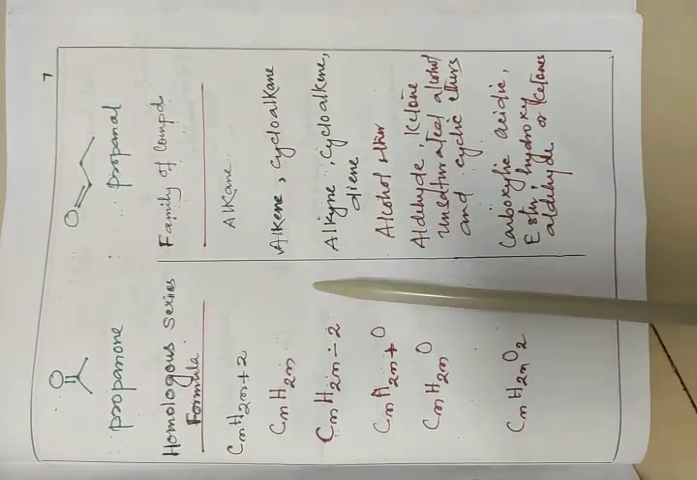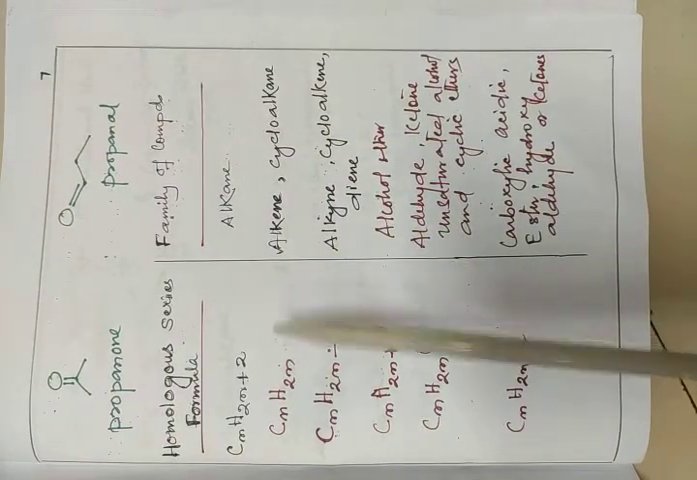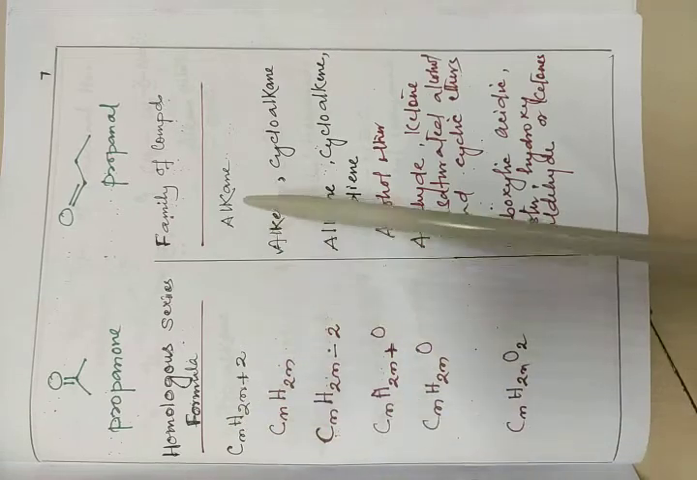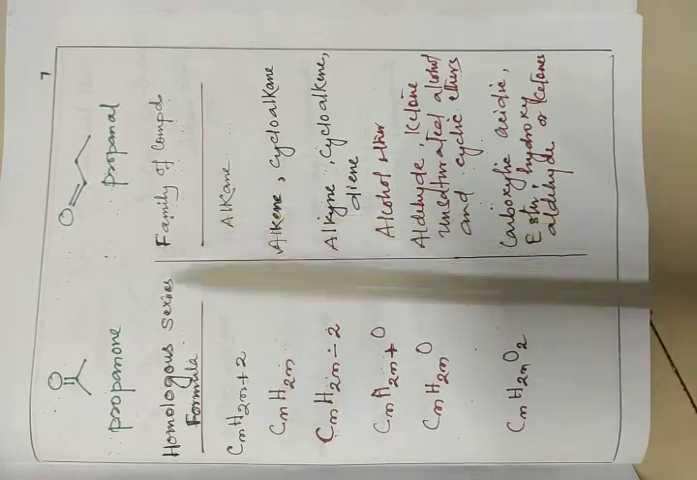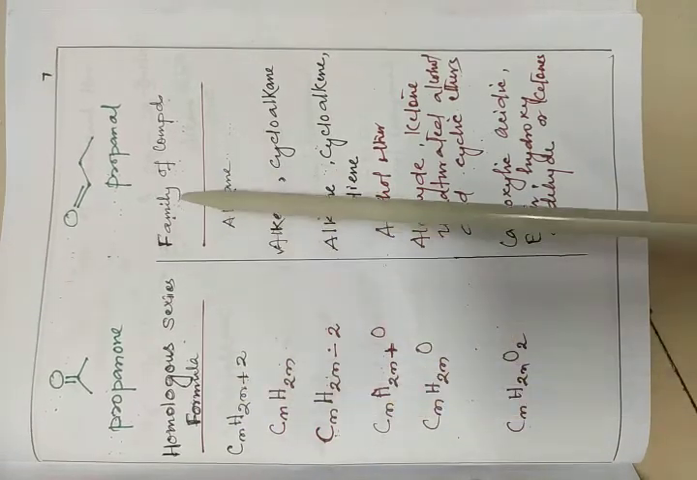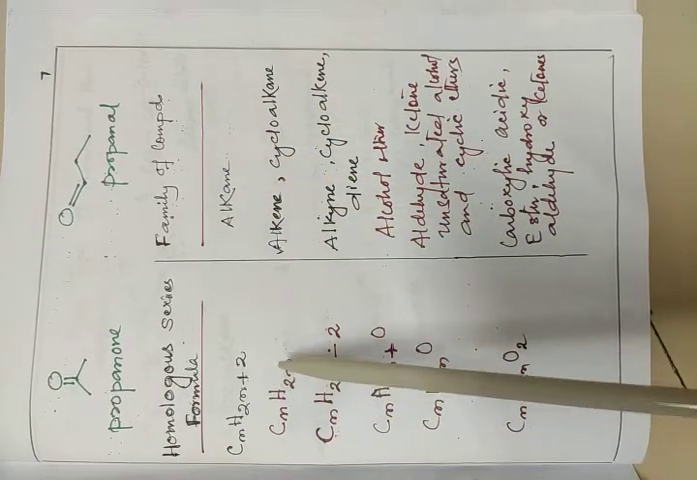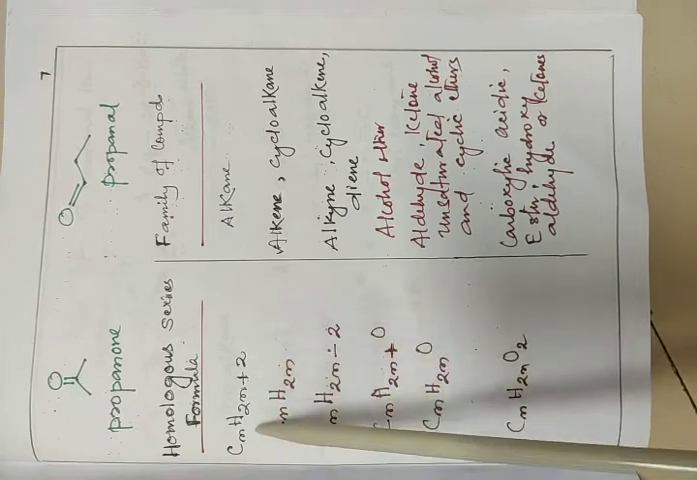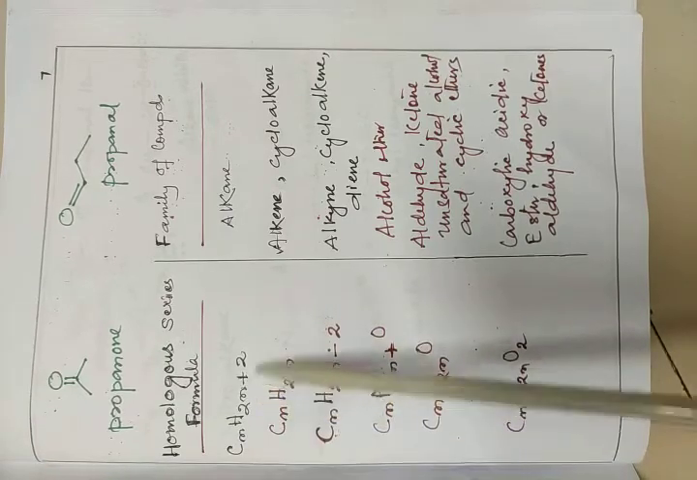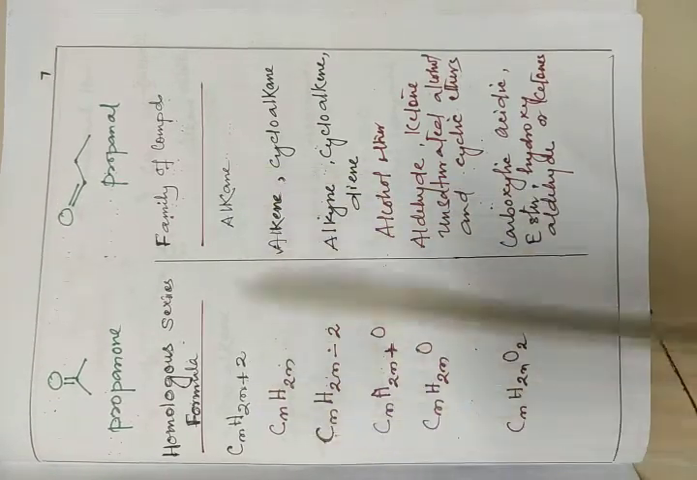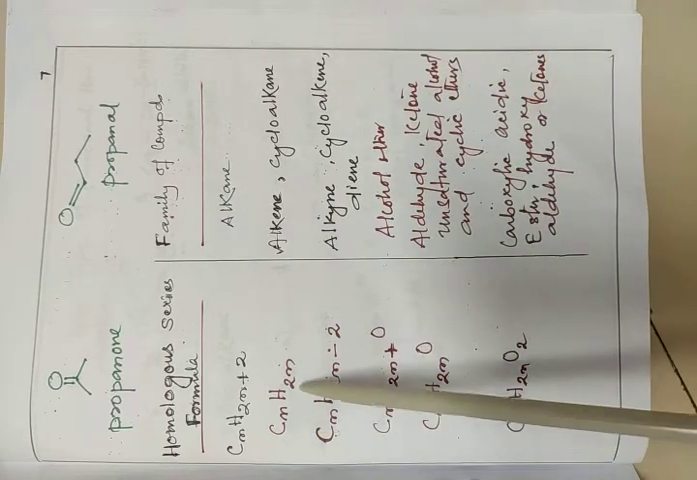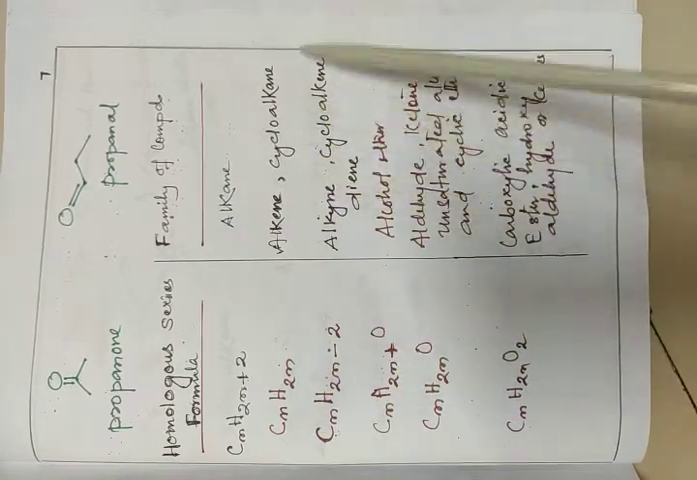So that means this is propanol. Now the next is homologous series, and that is the formula and then family of compound. So homologous series we already studied in the previous topic. So now here CnH2n+2, that is an alkane family series. Then here CnH2n, that is alkene and cycloalkane.